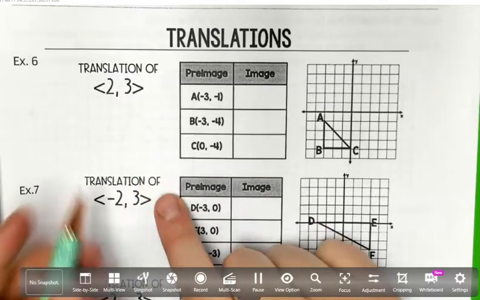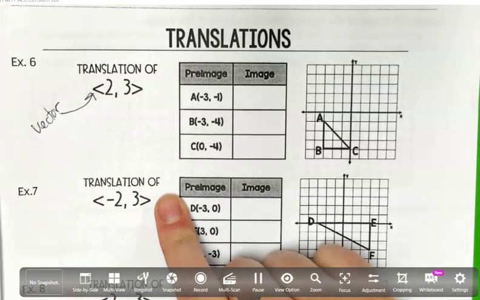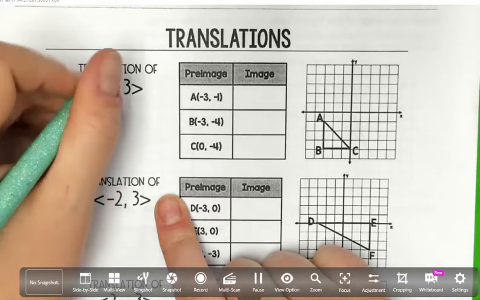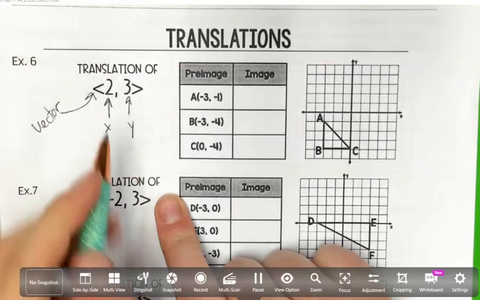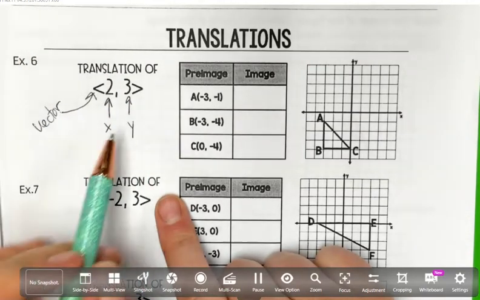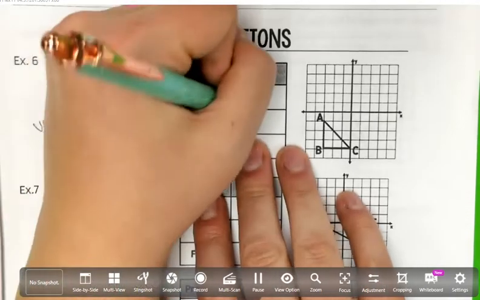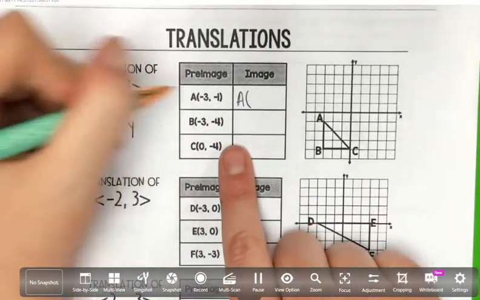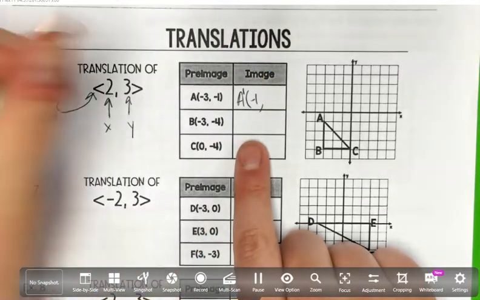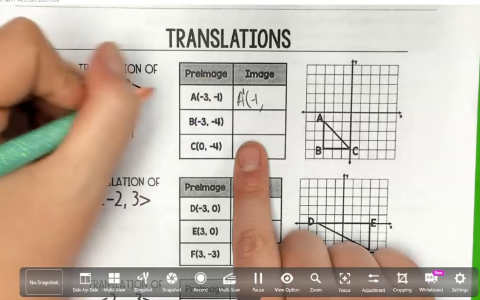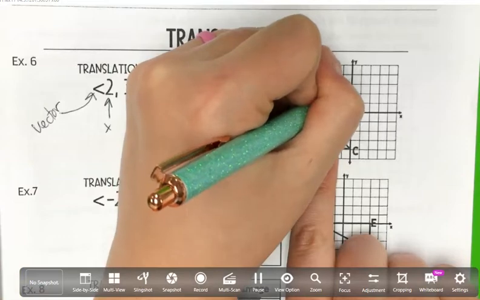So if you look, this is called a vector. And what this means is that the x value and the y value change by that number. So you would take your x value and you would add a positive 2 to it. So let's do that here. A would now be negative 3 plus 2 is negative 1, or A prime, excuse me. And then our y value would be negative 1 plus 3, so 2. So A would then move to negative 1, 2.